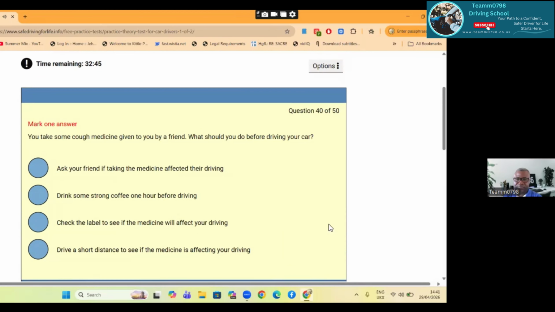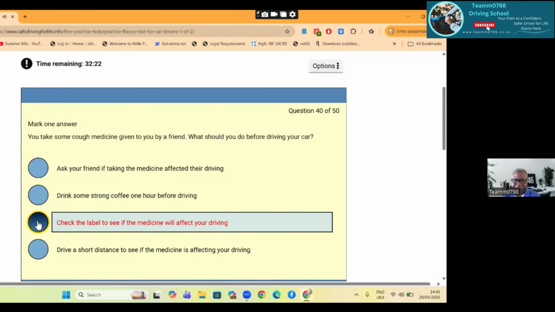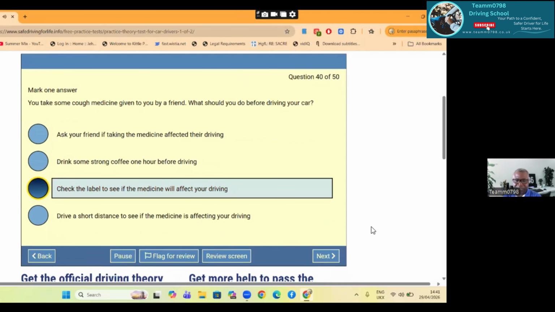Mark one answer. You take some cough medicine given to you by a friend. What should you do before driving your car? Ask your friend if taking the medicine affected their driving? No. Medicine affects different people differently, so that's a wrong one. Drink some strong coffee? Absolutely not. Check the label to see if the medicine will affect your driving. That's the correct answer. Drive a short distance to see if the medicine affected you? You could have crashed into something then. So the correct answer is check the label.